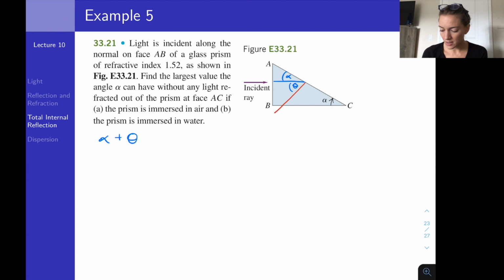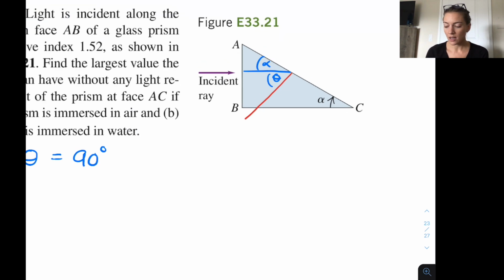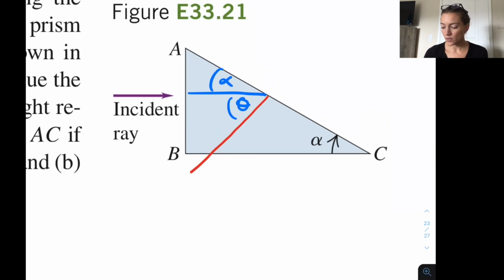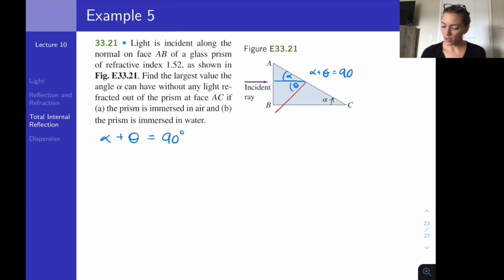So alpha plus theta will be equal to 90 degrees. And remember that the critical angle corresponds to the smallest possible angle for total internal reflection. So the critical angle is the smallest theta here, but the smallest value of theta will correspond to the largest value of alpha, right? Because if alpha plus theta is equal to 90, when theta is at a minimum, alpha is going to be at a maximum, because they have to equal 90. So if we find the critical angle, that will automatically correspond to the largest angle alpha, which is what the question asks for. So let's find our critical angle here.